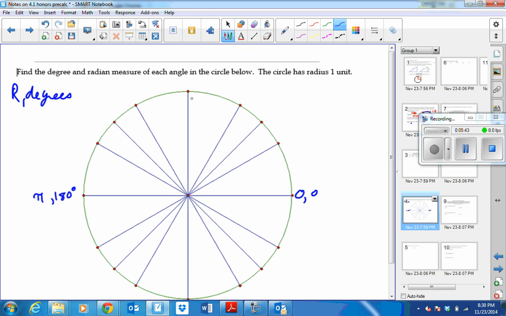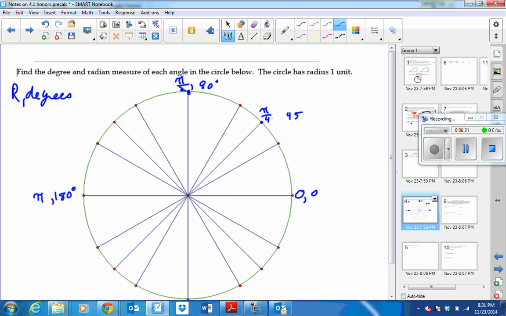Now let's look at 90 degrees. Up here at the top we have 90 degrees, but if this whole semicircle is pi, then in radians, this angle up here is going to be pi over 2 radians. And now let's look at 45 degrees. 45 degrees is halfway between 90 and 0. So 45 degrees is half of pi over 2, which is actually going to be pi over 4.